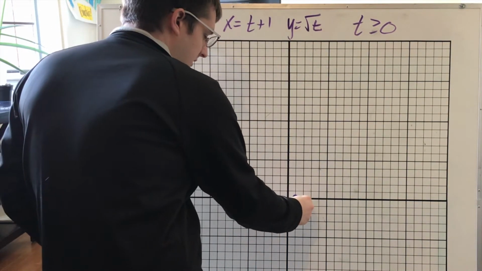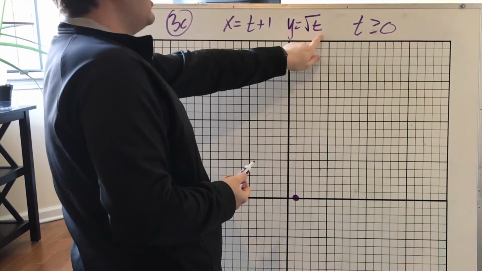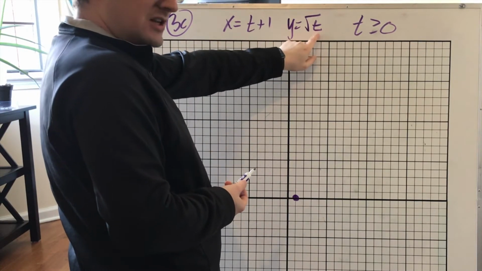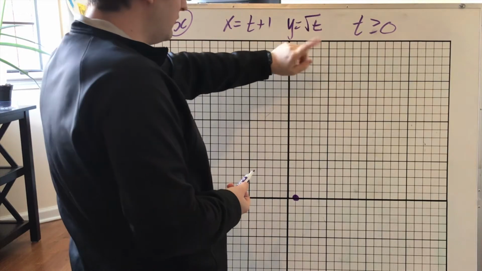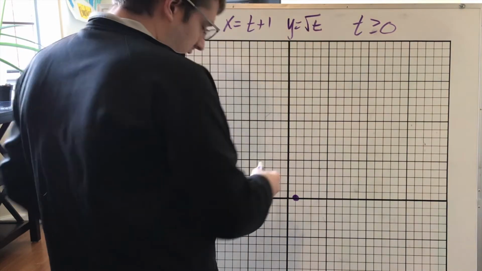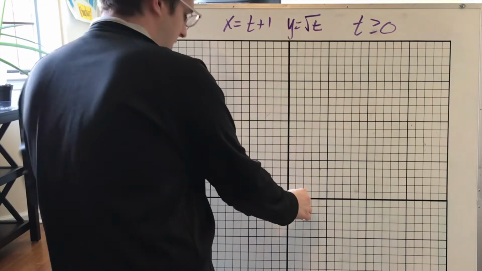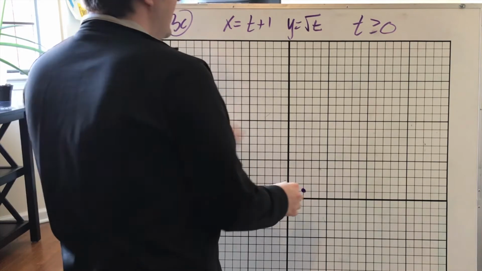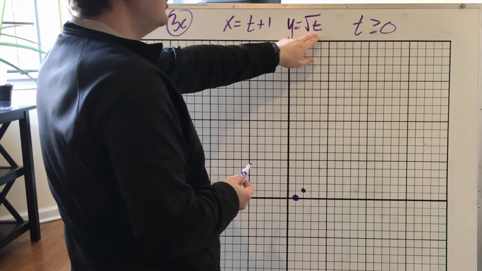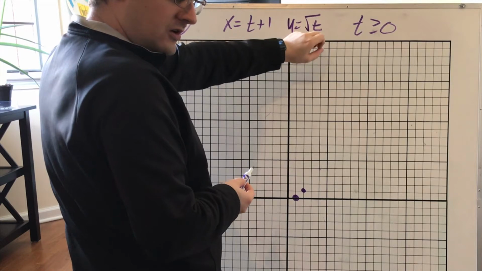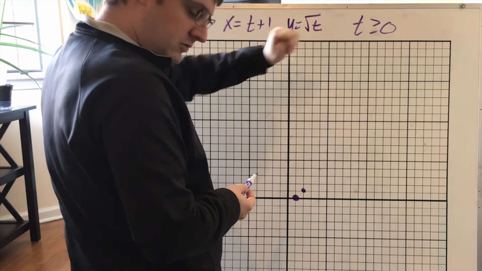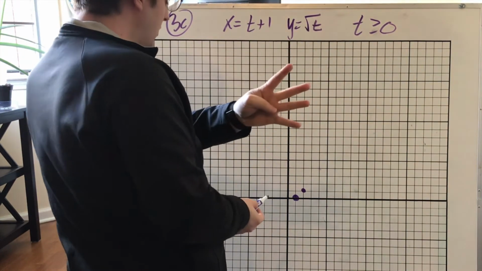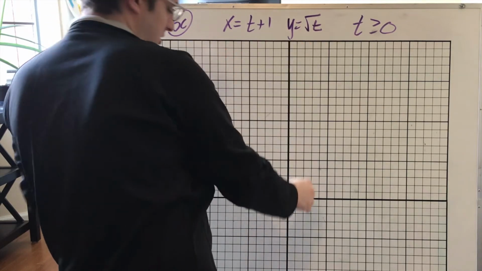So 1, comma 0. And I want to be careful about what t-values I plug in, because I'm going to have to take the square root of them. So I'm going to do the square root of 1. That will work nicely. So that will give me 2, comma 1. And then I'm probably going to do t equals 2 wouldn't work, 3 wouldn't be nice, 4 would work out nicely. So I'm going to do t equals 4, which is going to give me 5, comma 2.